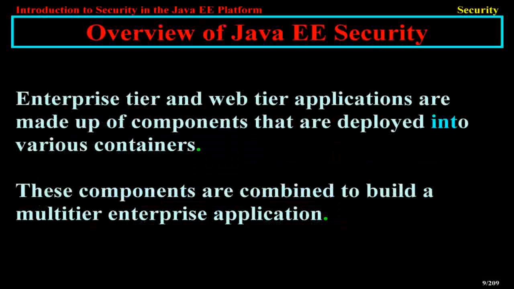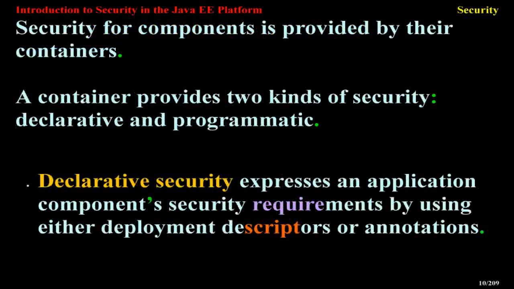Enterprise tier and web tier applications are made up of components that are deployed into various containers. These components are combined to build a multi-tier enterprise application. Security for components is provided by their containers. A container provides two kinds of security: declarative and programmatic. Declarative security expresses an application component's security requirements by using either deployment descriptors or annotations.